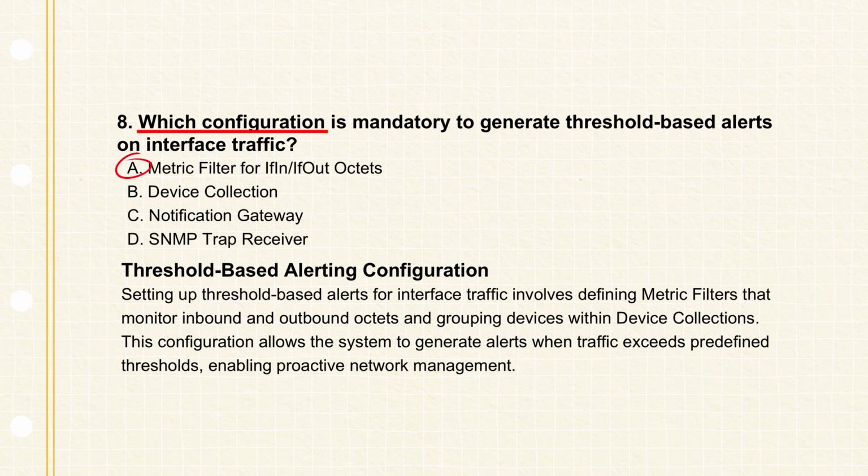Second, you need a device collection. Ah, the collections again. So you tell it where to watch. Exactly. The device collection specifies which group of devices or even specific interfaces on those devices this threshold rule should apply to. You define what metric to watch and which device interfaces to watch it on. Without both, the system doesn't know what to monitor or where. That makes sense. You need the what and the where.